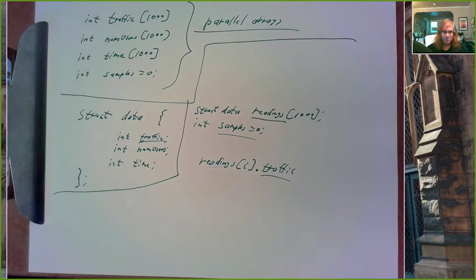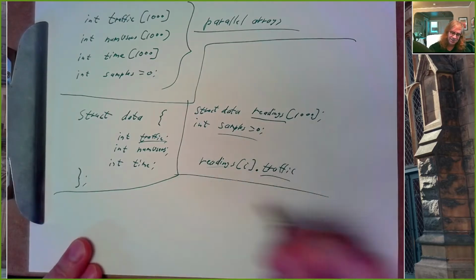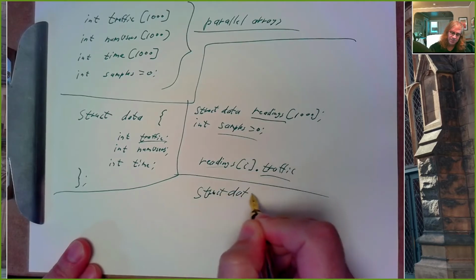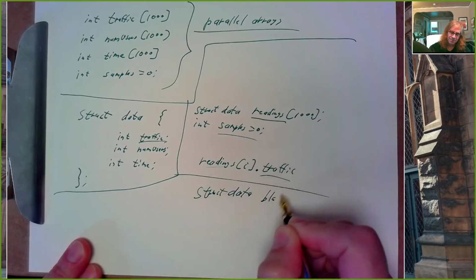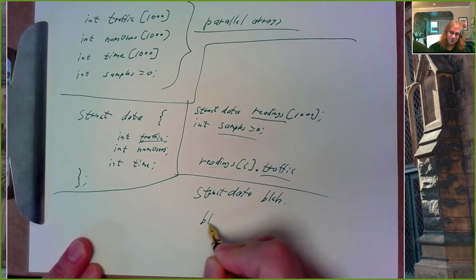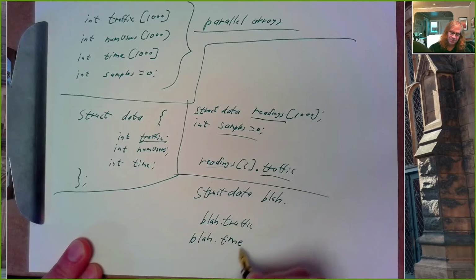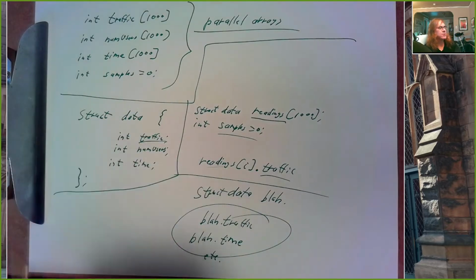And so you know, I was just imagining some loop where we're iterating on I or something here, but if you have a struct data variable called blah, right, we can say blah dot traffic or blah dot time, etc. Right, so this is how you access the pieces or the fields of that structure.